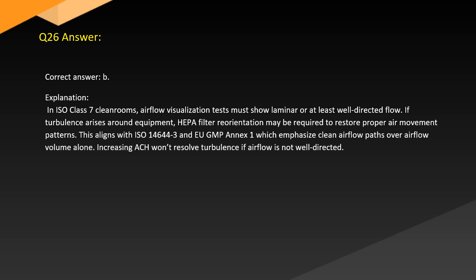Answer. Correct answer: B. Explanation. In ISO Class 7 cleanrooms, airflow visualization tests must show laminar or at least well-directed flow. If turbulence arises around equipment, HEPA filter orientation may be required to restore proper air movement patterns. This aligns with ISO 14644-3 and GMP Annex 1, which emphasize clean airflow paths over airflow volume alone, increasing contamination risk if airflow is not well directed.